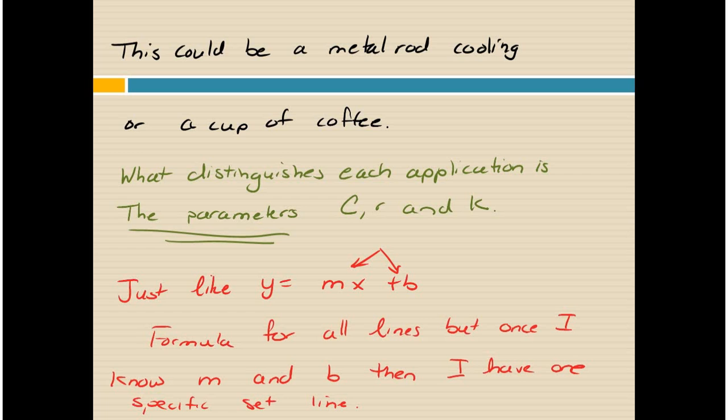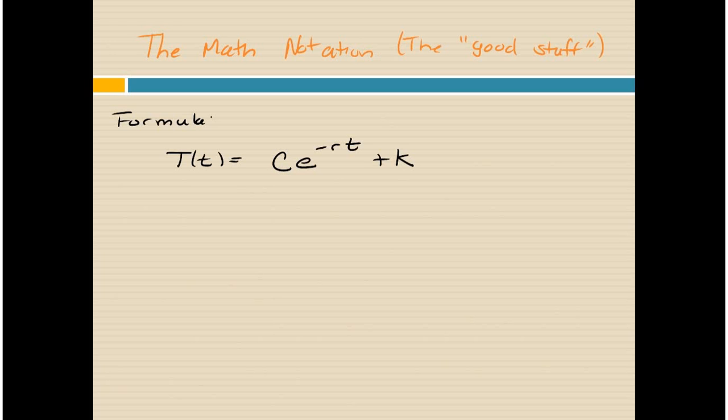Just like a line, the formula for a line is y equals mx plus b, and the m and the b are considered parameters. All lines follow this formula, but once I know the exact value of m and b, I have one specific line and I can plot that line. So the math notation that might have tripped you up, that's the really good stuff that we have to understand, is this formula: T of t is equal to C e to the minus rt plus K.